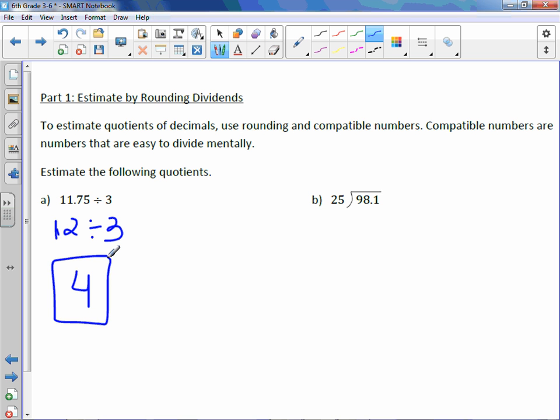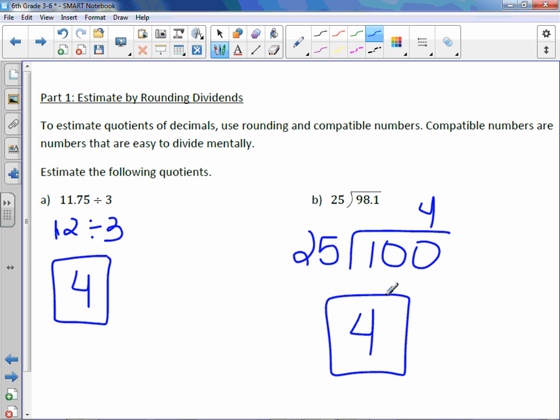Letter B, 25 into 98.1. Again, think of multiples of 25. Well, I know 100 is a multiple of 25, so I would estimate 98.1 to be 100, and then 25 into 100 4 times, so my quotient would be 4.